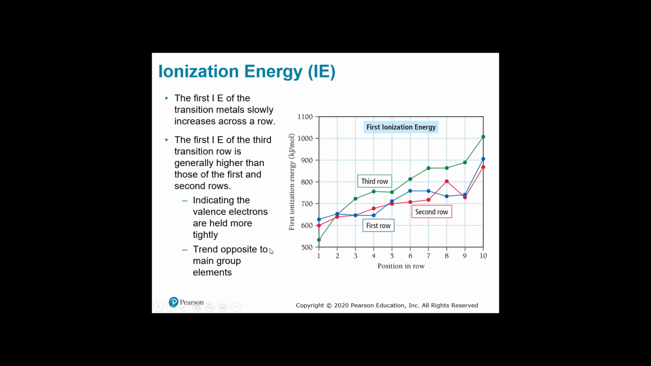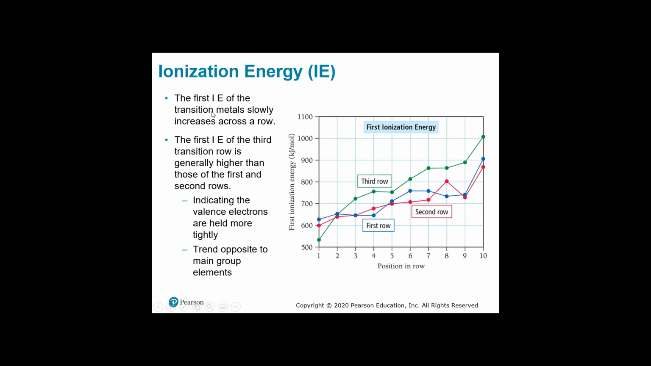So the first ionization energies of the third transition row are generally higher than those of the first and second rows, and that indicates the valence electrons are held more tightly. So remember, the higher the value of ionization energy, it means more energy has to be put in to remove that electron. So in this case, that means that these valence electrons are held more tightly, and the trend is opposite to main group elements.